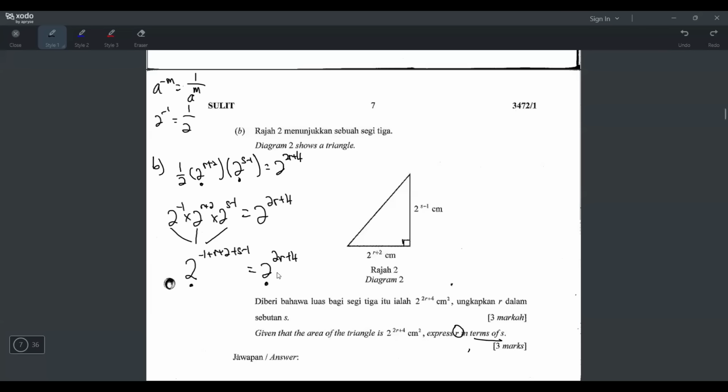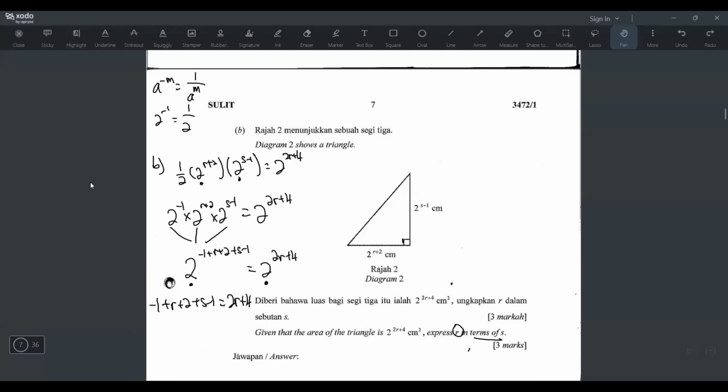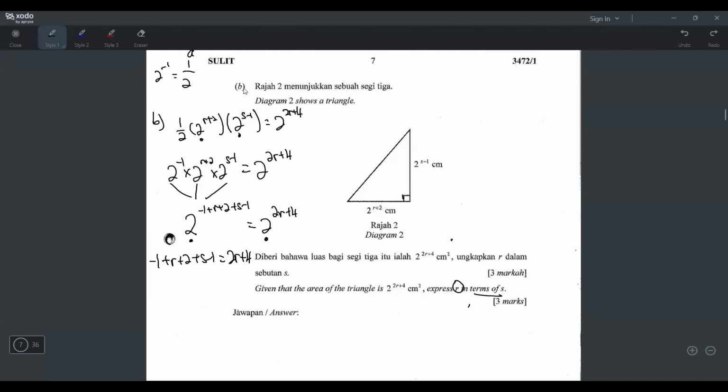Okay, you have the same base on both sides, then your power on both sides can also be equal. So it becomes negative 1 plus r plus 2 plus s minus 1, the whole power equals 2r plus 4. And then these two no need to write already because you compare; they are already the same. So you can just cancel them, but don't cancel in the exam, just cancel in your head.